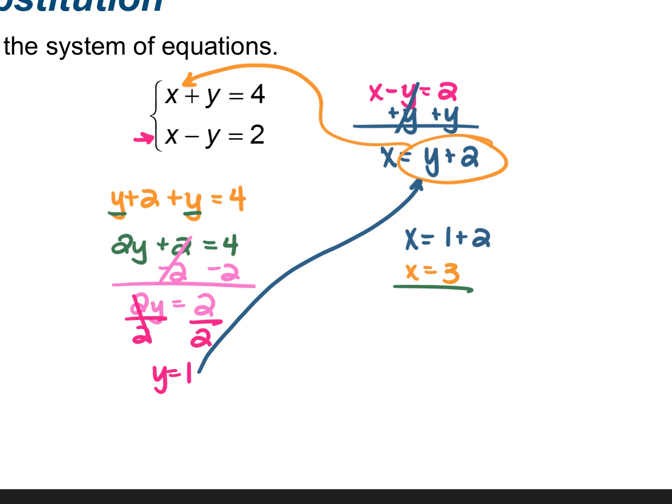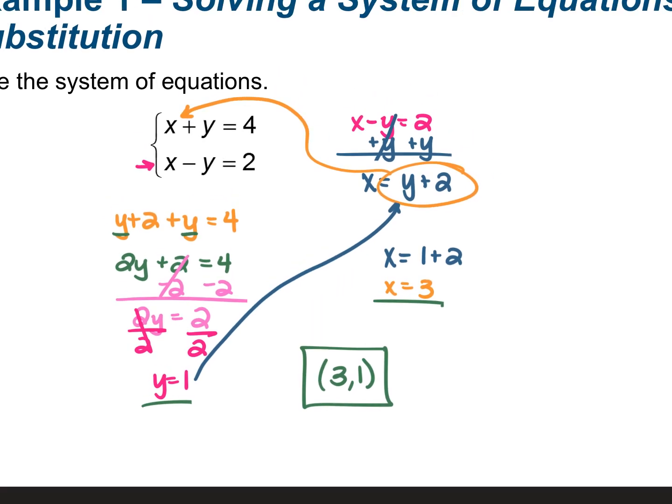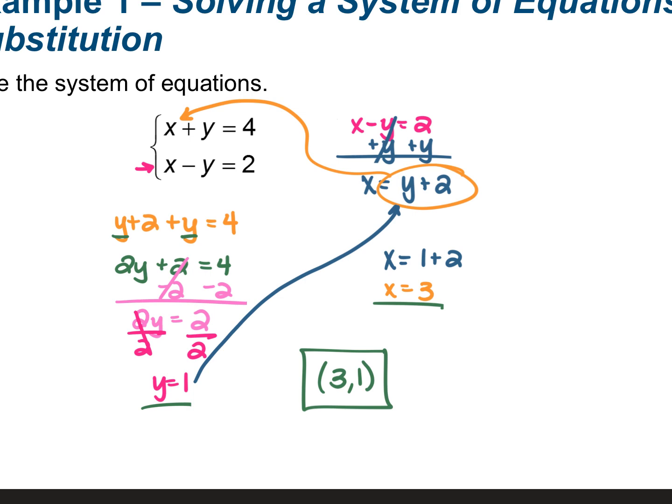If you have that x is equal to 3 and y is equal to 1, your ordered pair, that is your solution, is (3, 1). Your answers for these have to be ordered pairs. They can't just be x is equal to, y is equal to. They have to be an ordered pair.